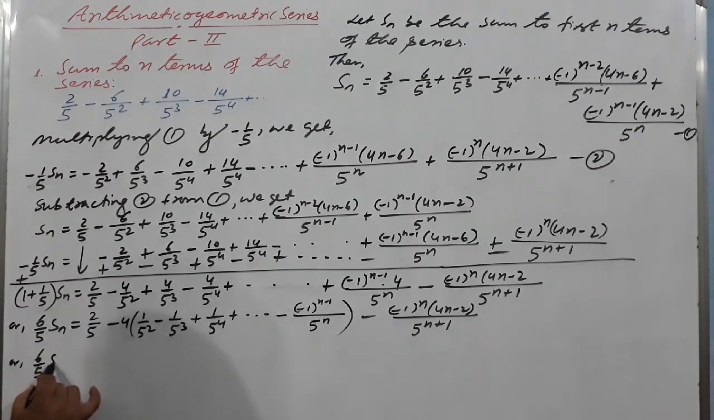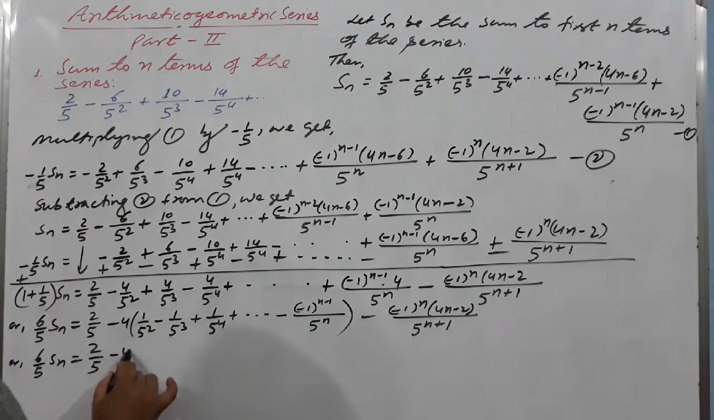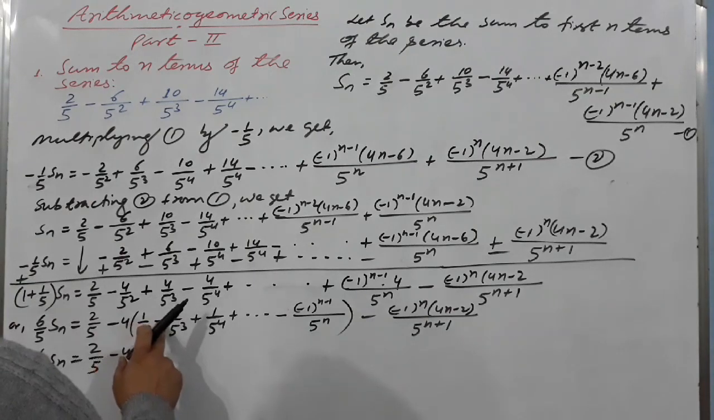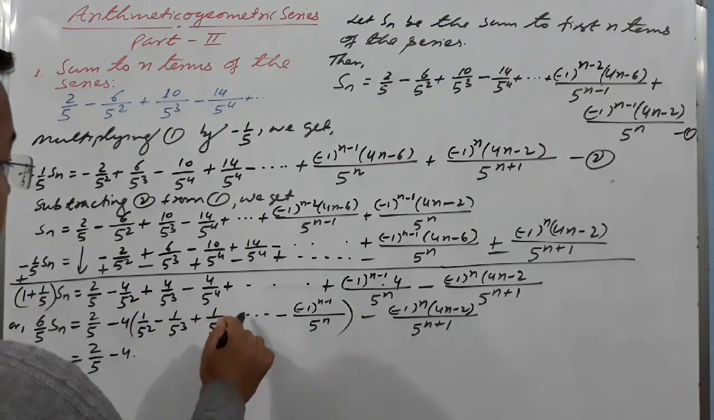Six upon 5 times Sn, here 2 upon 5 minus 4, negative. Okay, it becomes negative, positive, and this becomes, okay, negative.